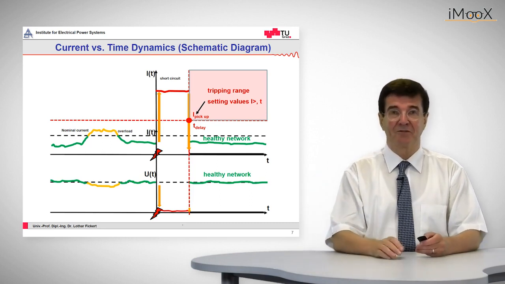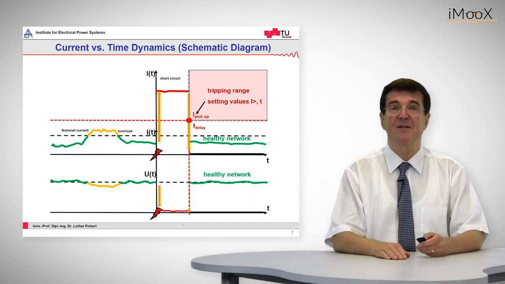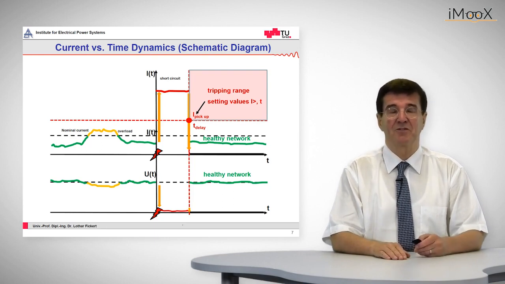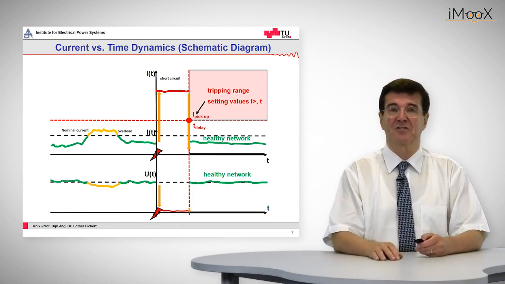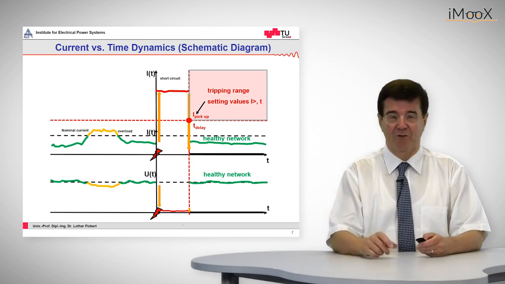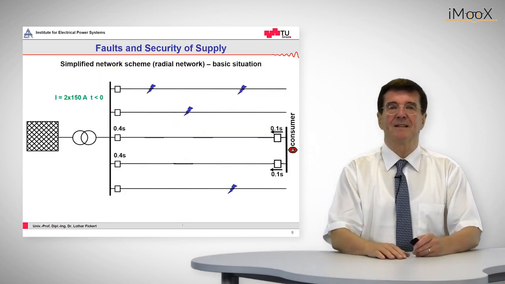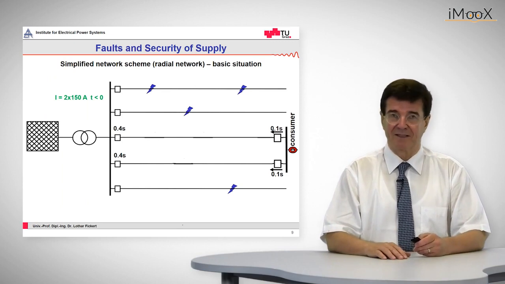And then with a fault inception, we see a high current of approximately 5 kiloamps, which flows as long as the tripping time of the protection device allows it. Then the short circuit is tripped out and the network is restored to its normal operation, except this faulty feeder. So the protection dynamics in a ring structure are more or less the same.